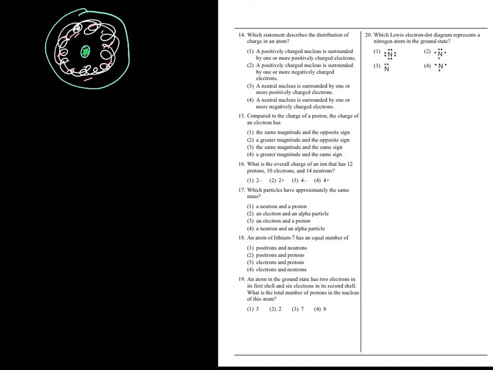So that means the center, the nucleus, is positive. And then it's surrounded by what we call the negative particles, the electrons. So it's a positive center with negative particles surrounding it. So that means we could cross off 3 and 4. We're left with 1 and 2 for positively charged nucleus surrounded by negatively charged electrons. Choice 2.